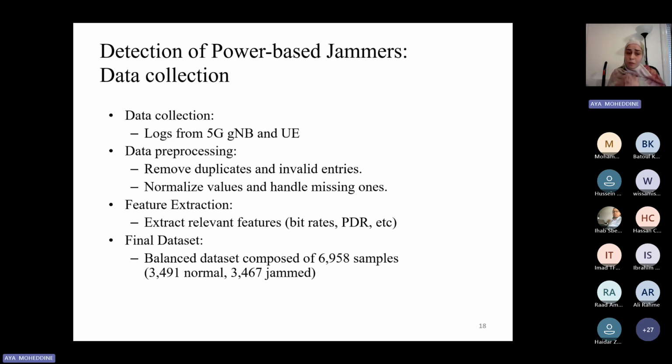Our dataset that was considered, for example, for the G-Node B traces was composed of around 6,900 entries, and for the user equipment as well, the same size of dataset. It was a labeled dataset, balanced for normal and jammed conditions.